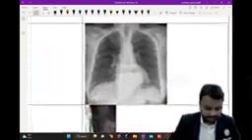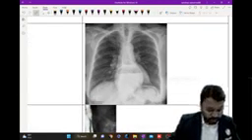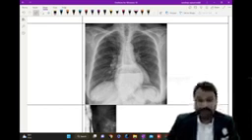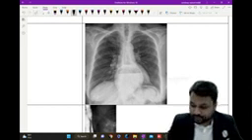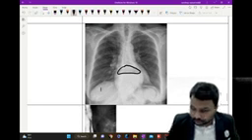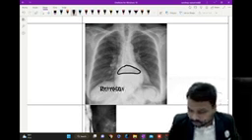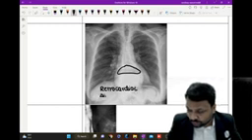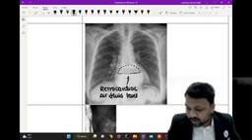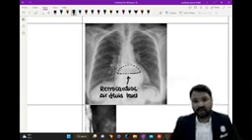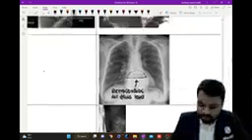Another very characteristic finding that you can see is a retrocardiac air fluid level, right? That is seen in a sliding hiatal hernia, where you can see it is going behind the heart. So you can observe this. This is your retrocardiac air fluid level. You can see it's here. And this retrocardiac air fluid level is also seen in your sliding hiatal hernia.